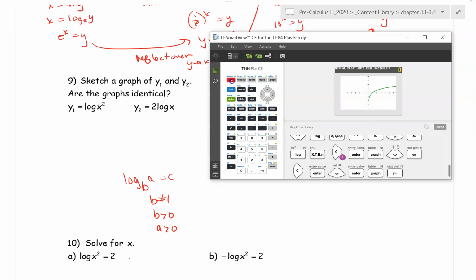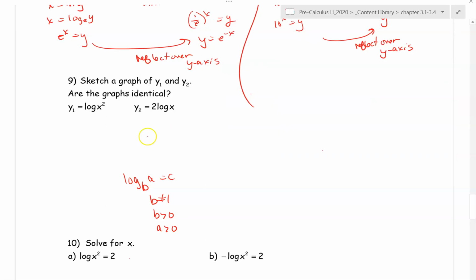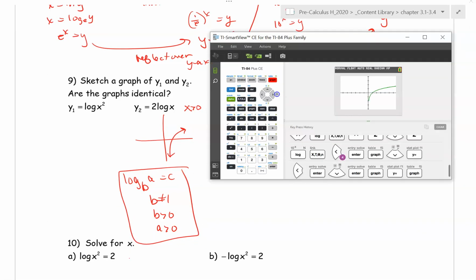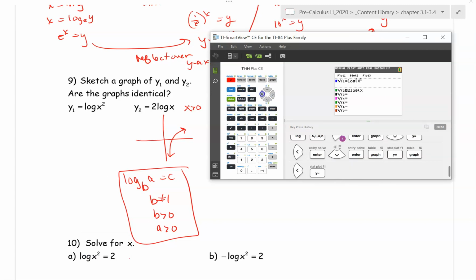Okay, so let's look at y2 first. 2 log of x. So here's the graph, and I think we were expecting something like that because we know that x has to be greater than 0, because of the very definition of logarithms. Let's take a look at y1. So I will turn that one on. Here goes. So we'll graph y1 and then we'll graph y2 right on top of it.